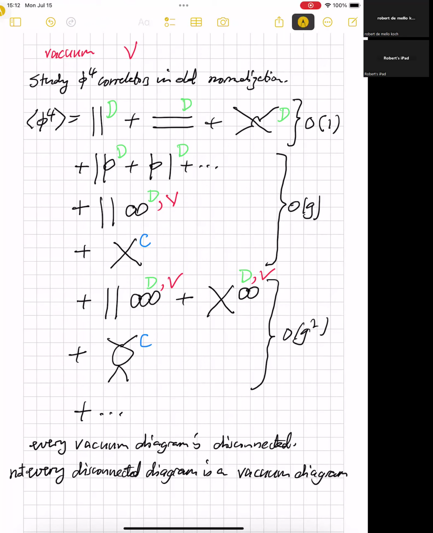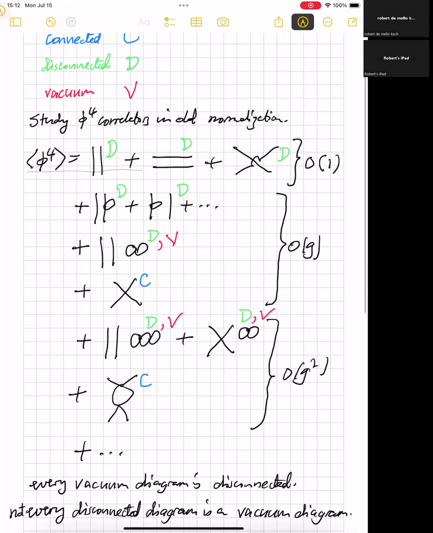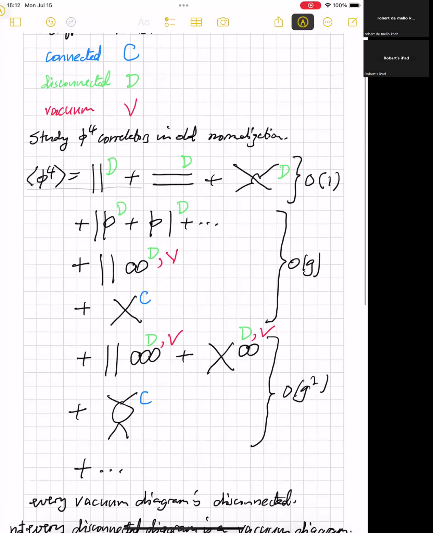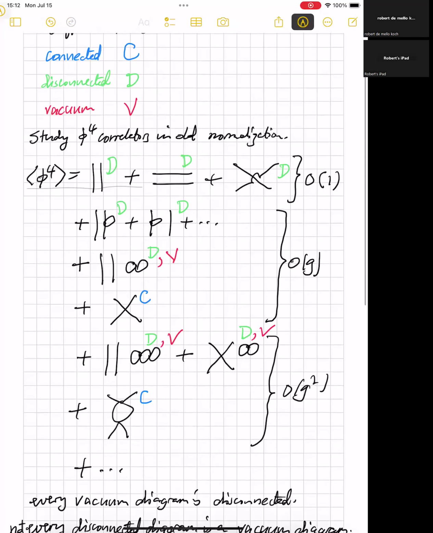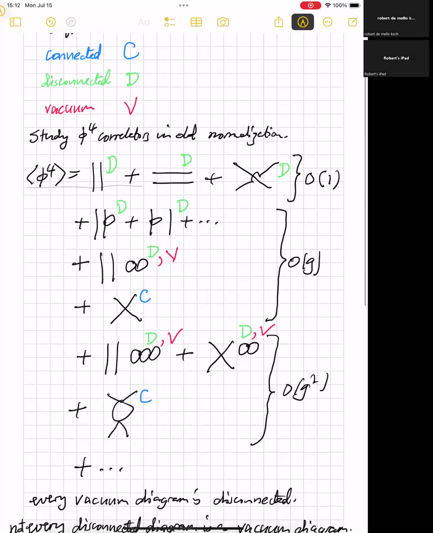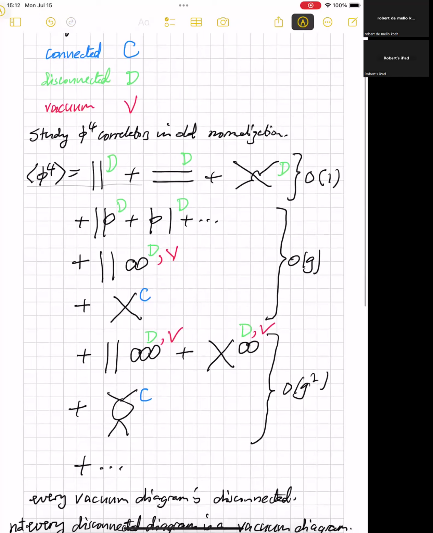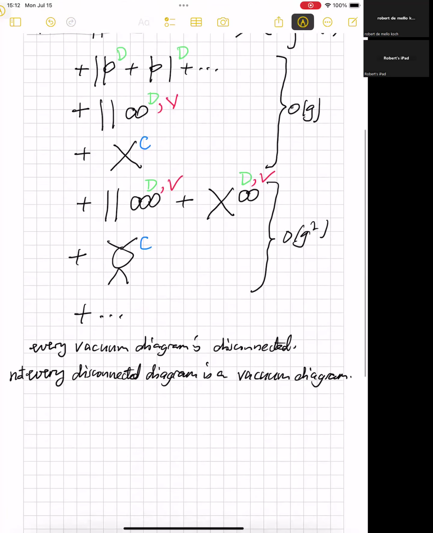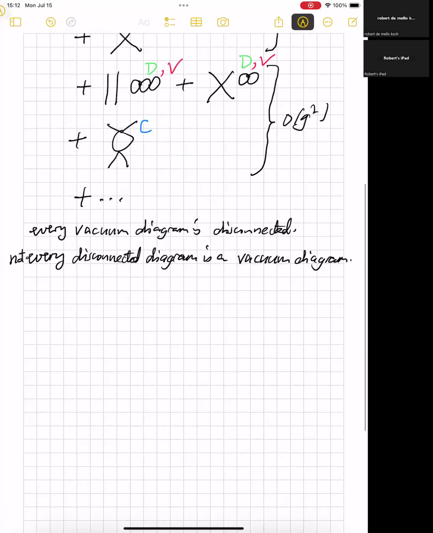Okay, so every vacuum diagram is disconnected, but not every disconnected diagram is a vacuum diagram. So if you've understood the labeling and you've understood these last two statements that we've made, then you've got the point. Then you really have absorbed these concepts of connected, disconnected, or vacuum. And remember, it's the connected diagrams that somehow are telling us about interactions. So the connected diagrams are inherently interesting.